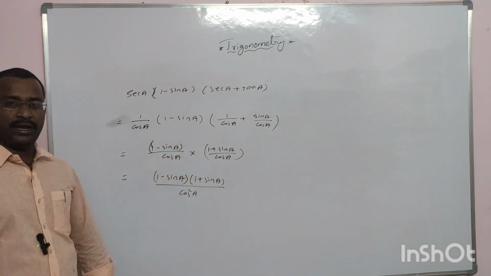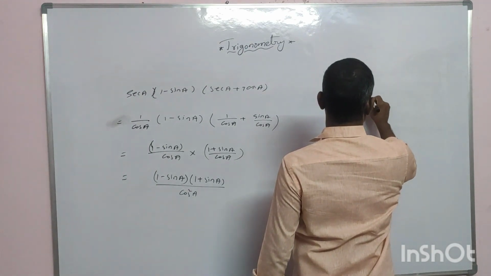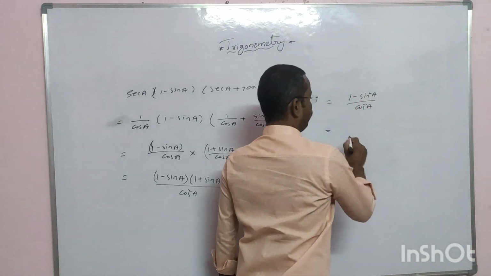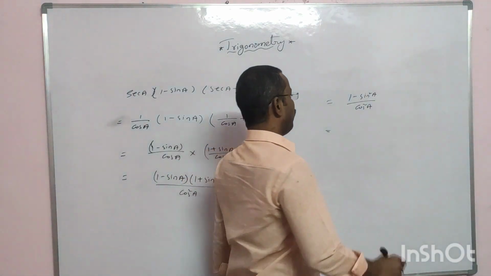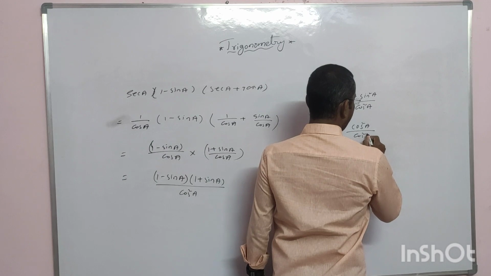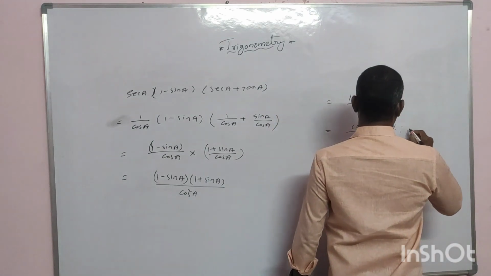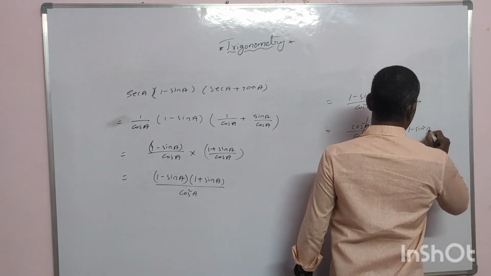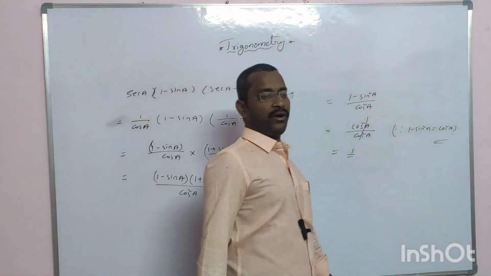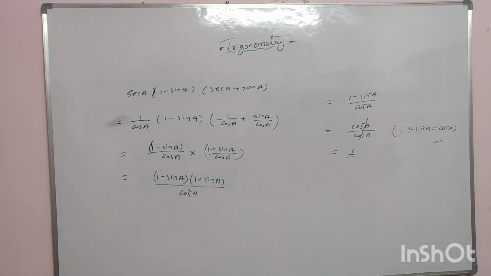A plus B into A minus B, what shall you write? A square minus B square. So 1 minus sin square A by cos square A. What is 1 minus sin square A? Cos square A. By denominator, cos square A, you can get it cancelled. Answer is going to be 1. Here you can write, since 1 minus sin square A is equal to cos square A. This is what the simplification is asking.